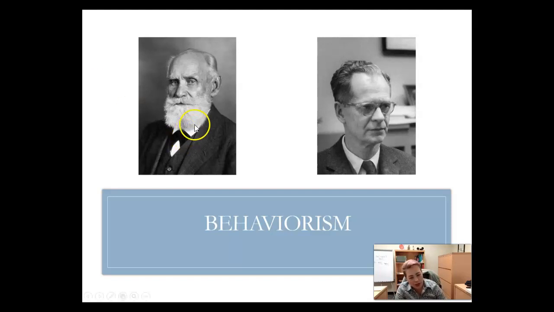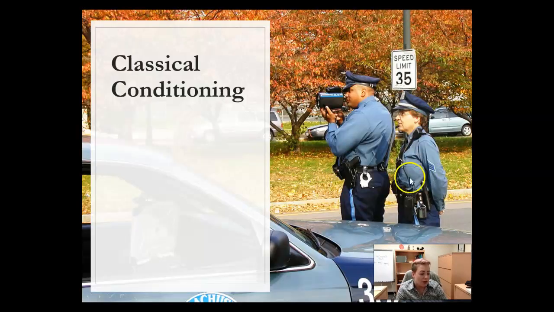So classical conditioning was started by Ivan Pavlov. Now he was a physiologist. He was not a psychologist, so just an important thing to note. And operant conditioning is largely attributed to B.F. Skinner, which you're going to read in your text. And we're going to learn to differentiate those two. So let's start with classical conditioning. Classical conditioning is associating through 2 stimuli.